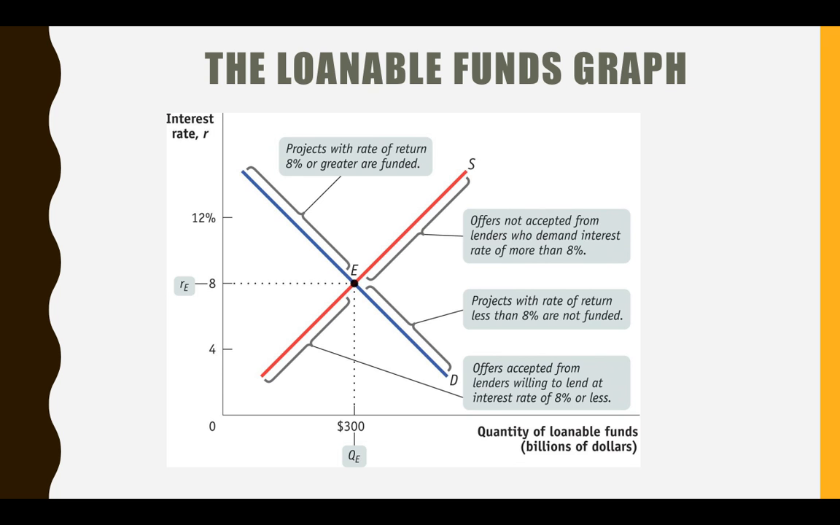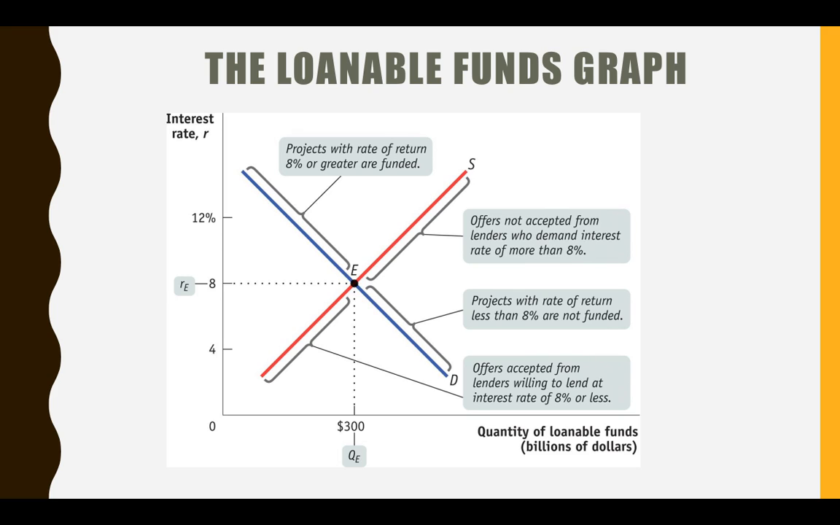So here is the graph. We have the interest rate. Now, this graph is actually the real interest rate, which we'll get into a little bit later, and then the quantity of loanable funds. And then we have the upward sloping supply curve, supply of loanable funds, and the downward sloping demand curve, which is the demand for loanable funds. And you can see our equilibrium interest rate is 8%.